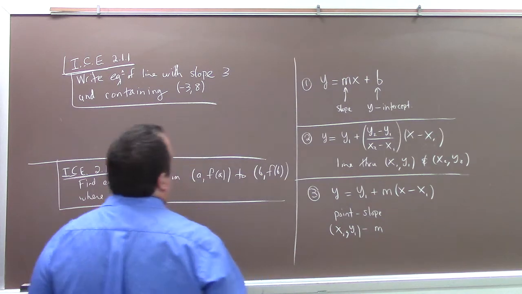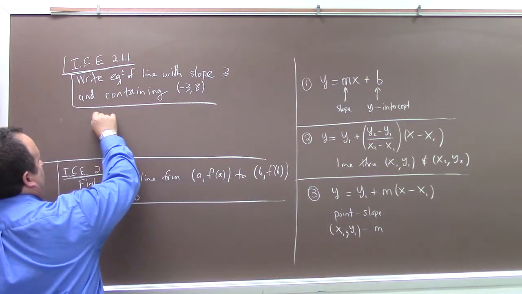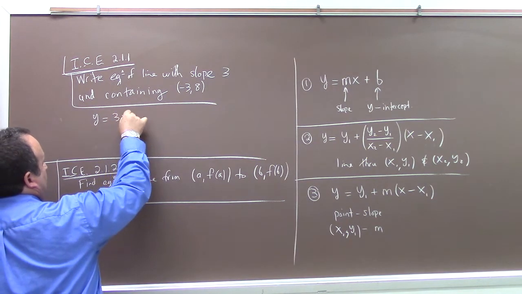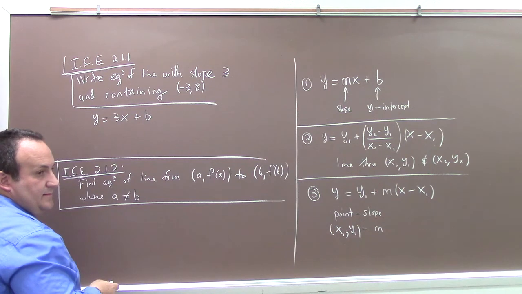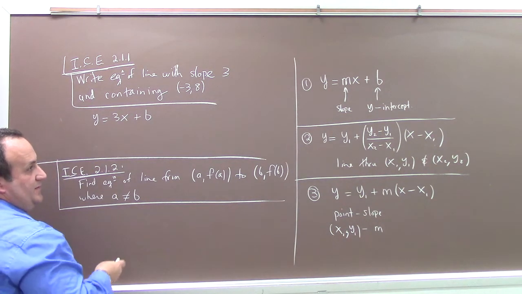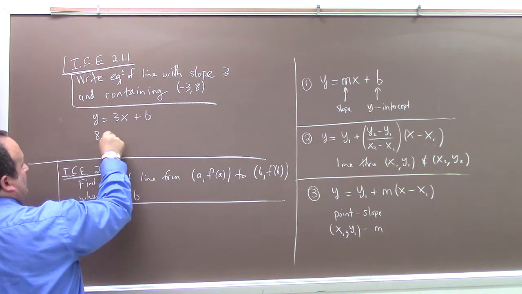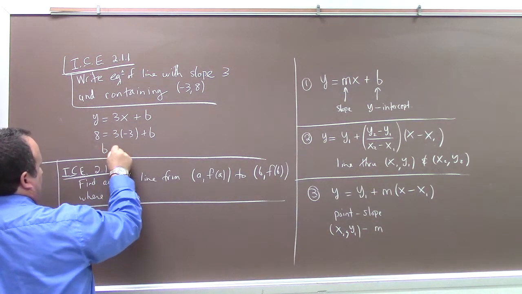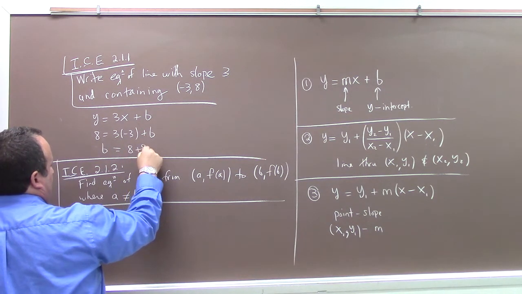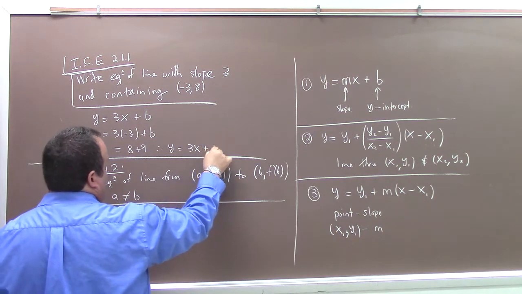The first one? Okay, so y is equal to 3x plus b, then what? Then you plug in the values. So then 8 is 3 times minus 3 plus b. So b is equal to 8 plus 9. Y is equal to 3x plus 17, right?